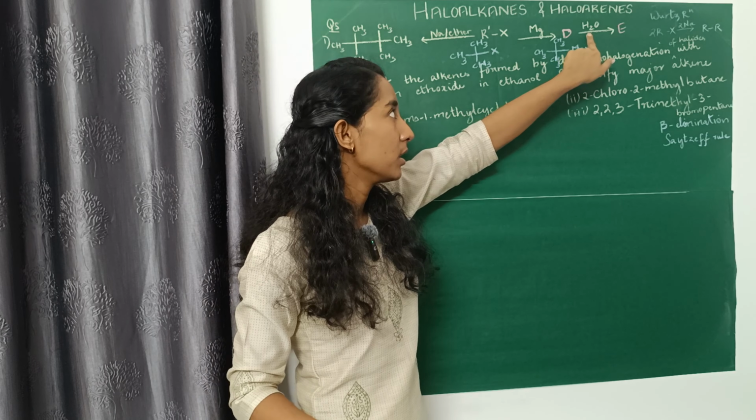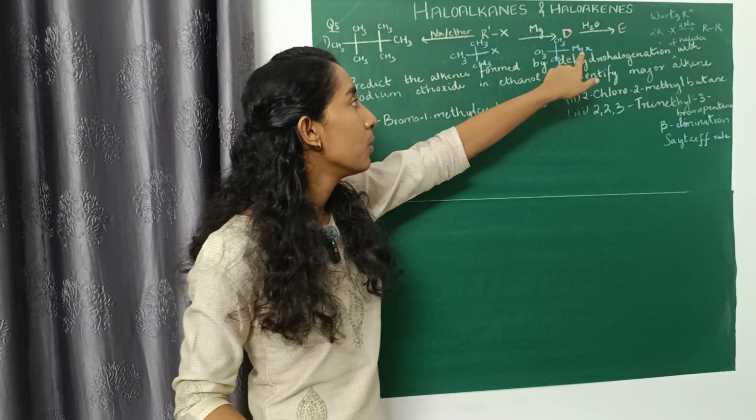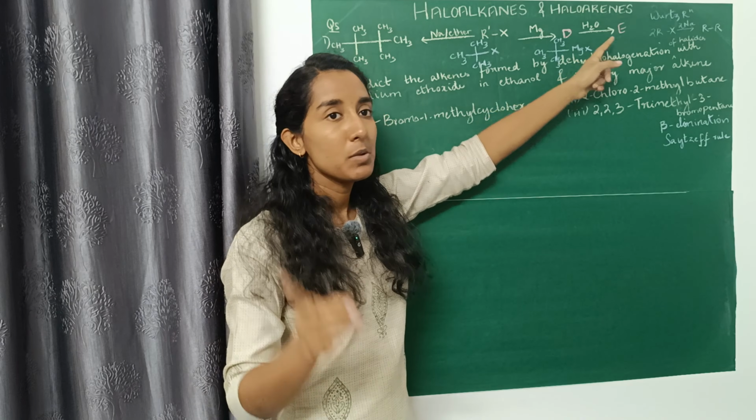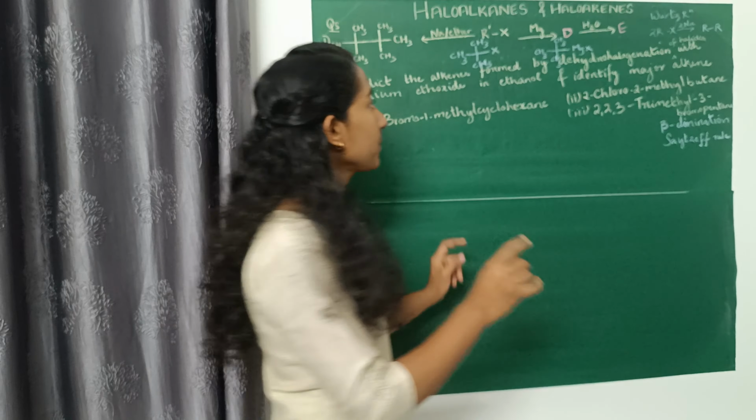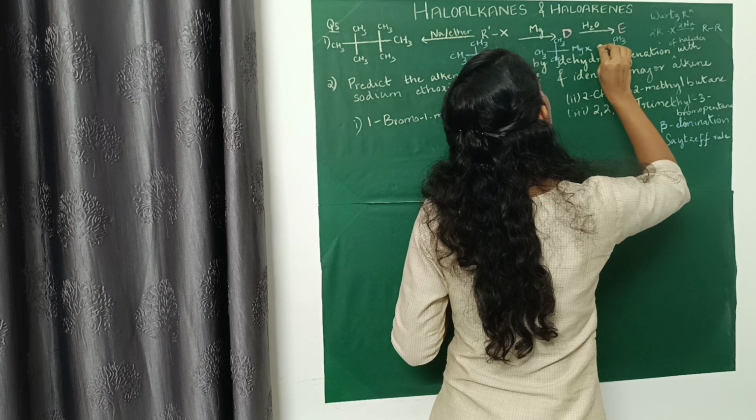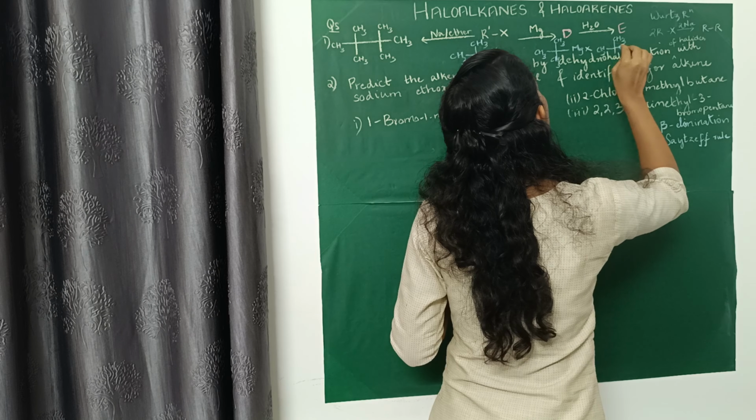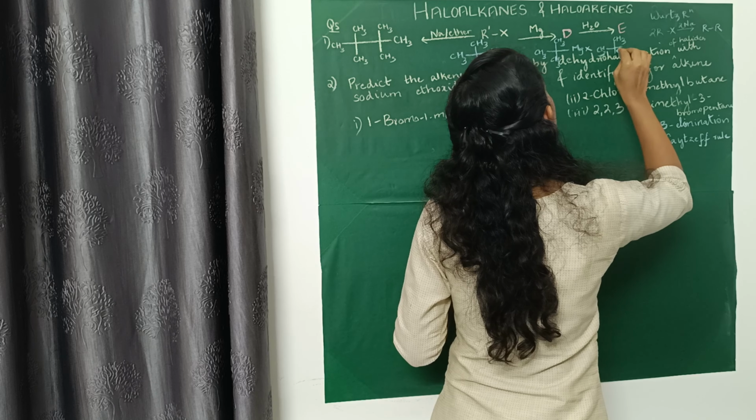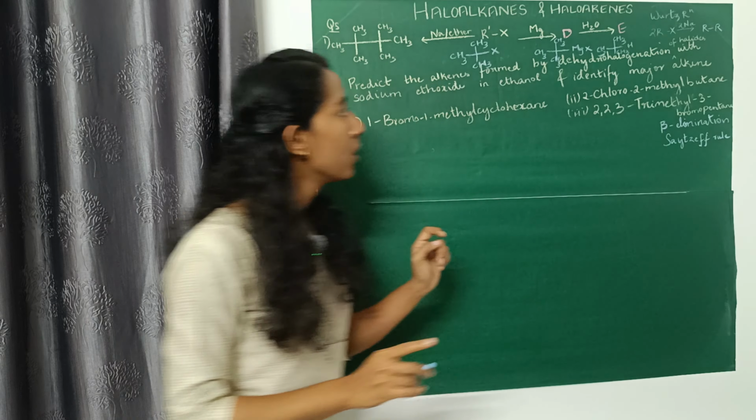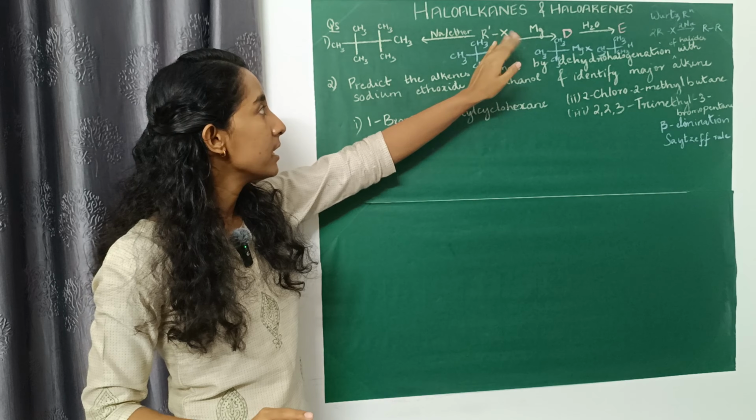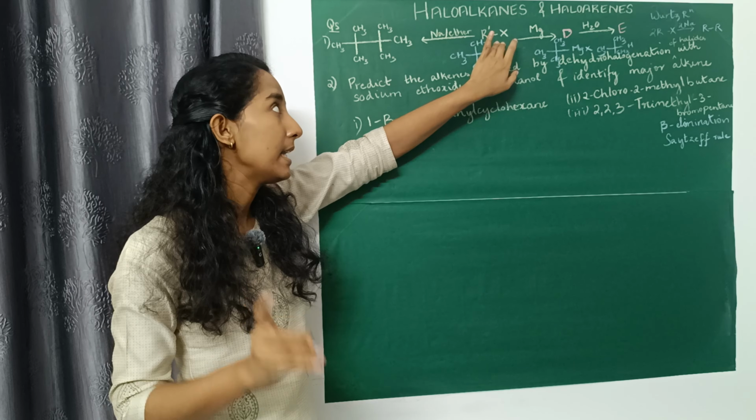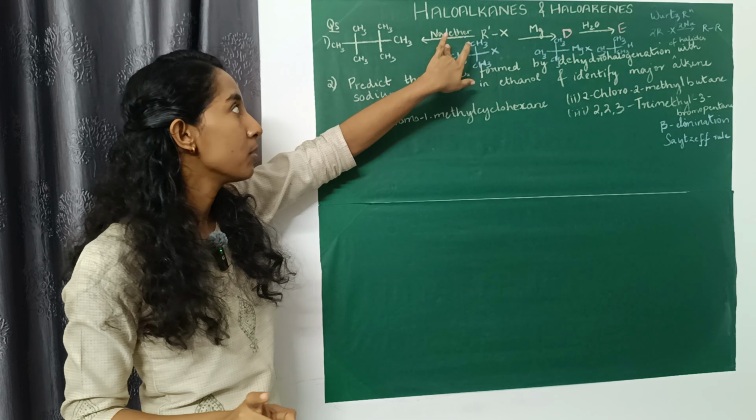And then water. When water is added, what will happen? This MgX will be replaced with hydrogen. A similar question was discussed in the previous video. So here you get CH3, CH3 and hydrogen. Okay, so in the first case I said R dash X and Na in ether. This is basically an alkyl halide, so alkyl halide in presence of sodium and ether.